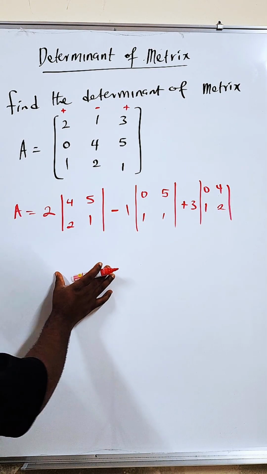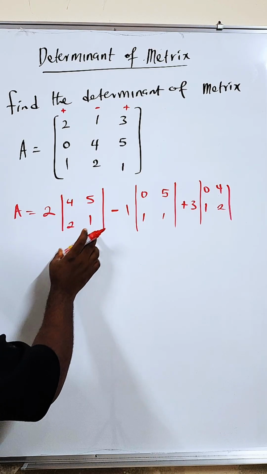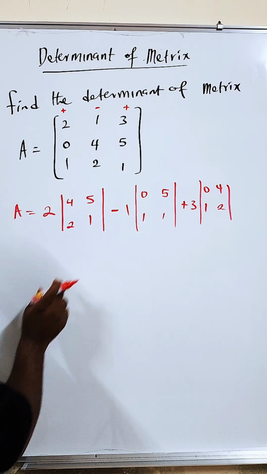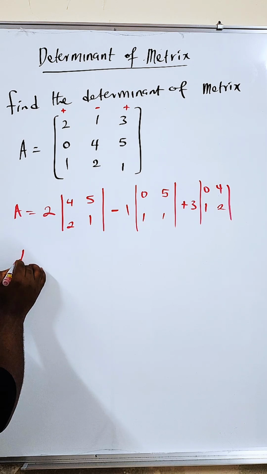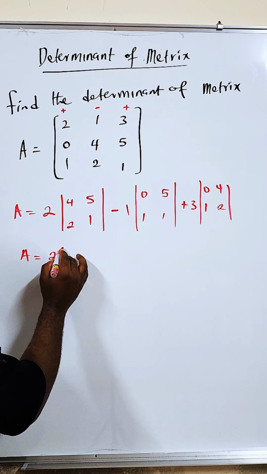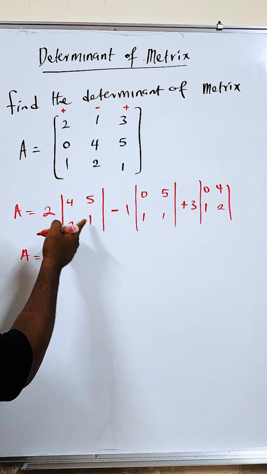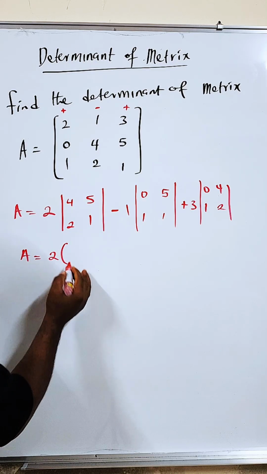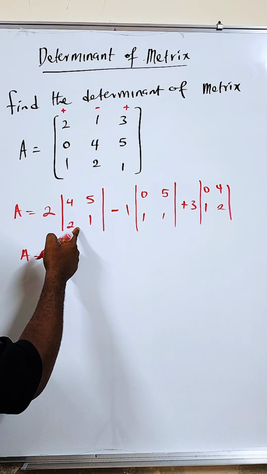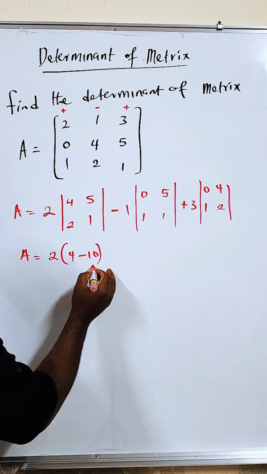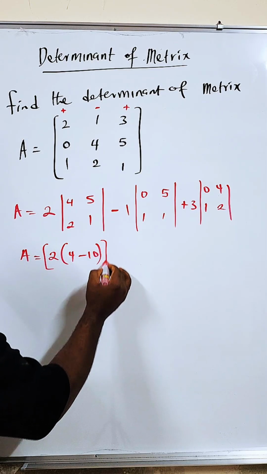So the next thing we need to do is to multiply the elements inside the matrix diagonally. So we say A equals 2 in the bracket of 4 multiplied by 1 is 4. 5 multiplied by 2 is 10. It's a minus 10. All right. So this is the first matrix.